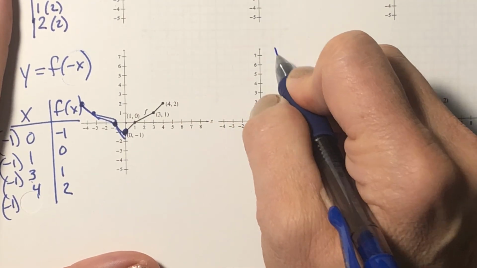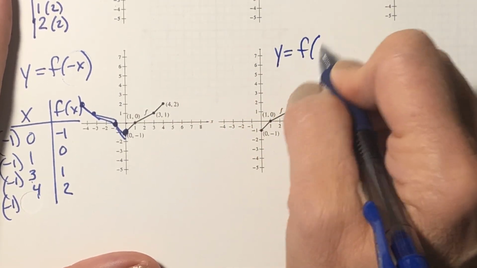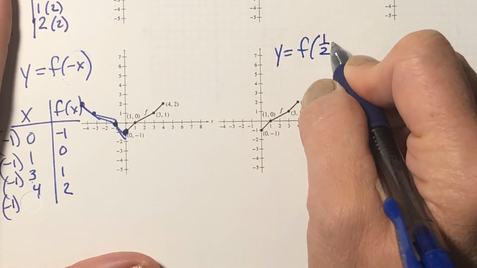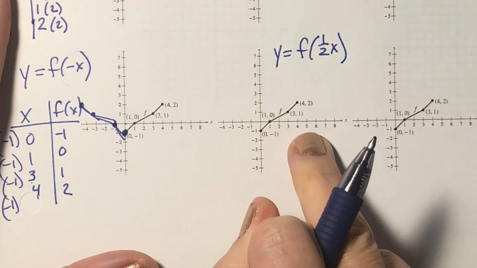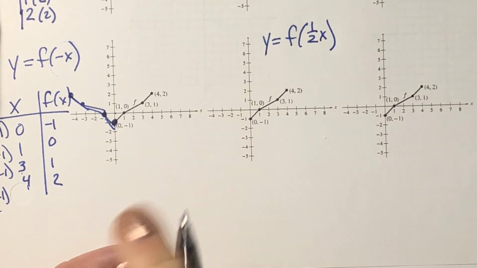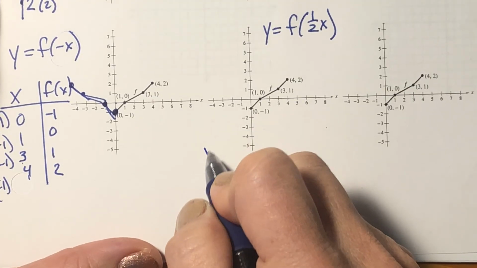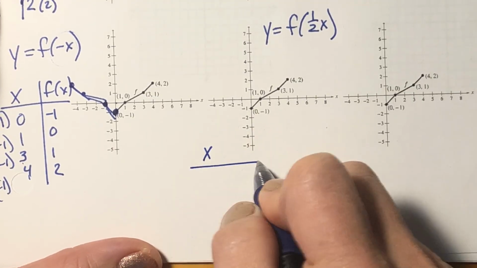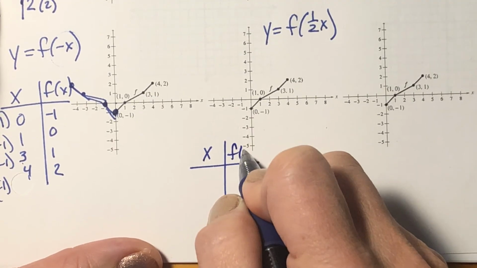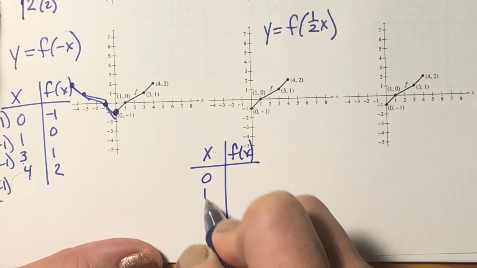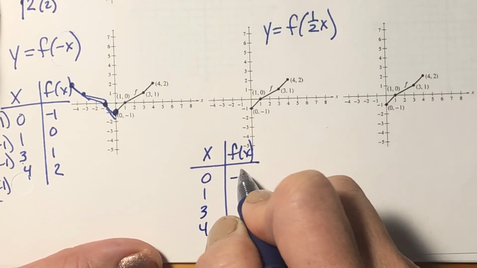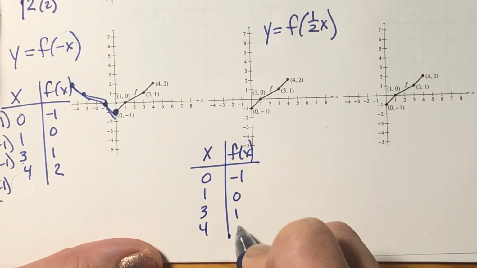Last one for us today, let's see. It is y is equal to f of 1/2 of x. All right, so this one is a bit different for us to use. I'm going to go ahead and use my core points. Let me see if I can write them down here. I've got x and f of x. Again, 0, 1, 3, 4, -1, 0, 1, 2.